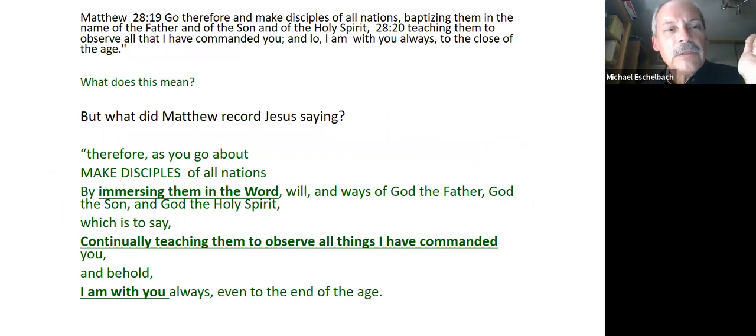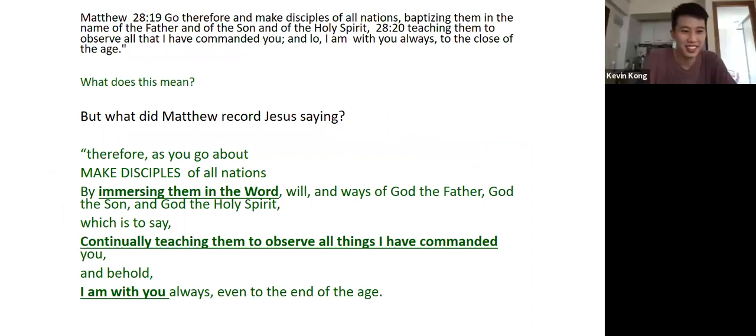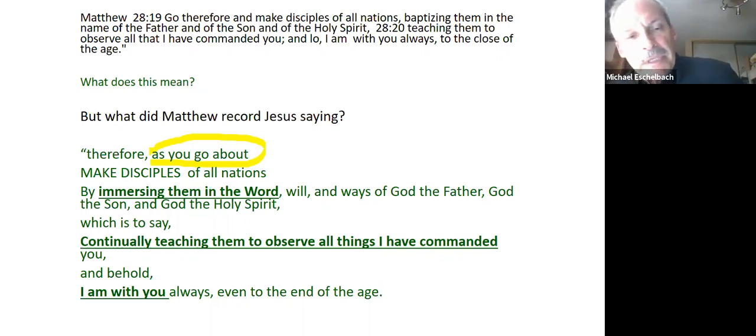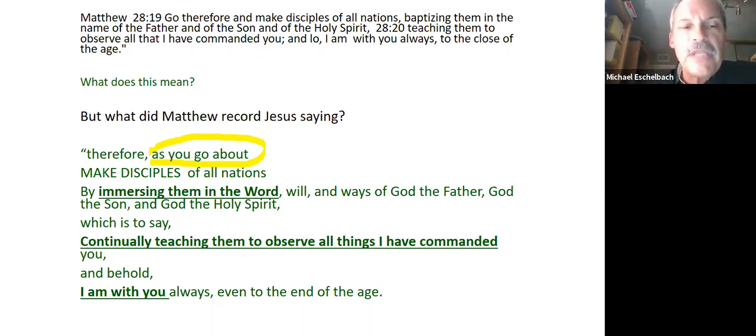So, to look at the whole verse with you, first of all, there's no imperative to go. So I didn't give Kevin the whole verse. I just gave him that phrase, in the name of Father, Son, Holy Spirit. This is actually a problem because in the 20th century, there was a lot of interest in mission work, and the first assumption that was misplaced is that you have to go someplace far away in order to do mission work. And that's not what Jesus said.